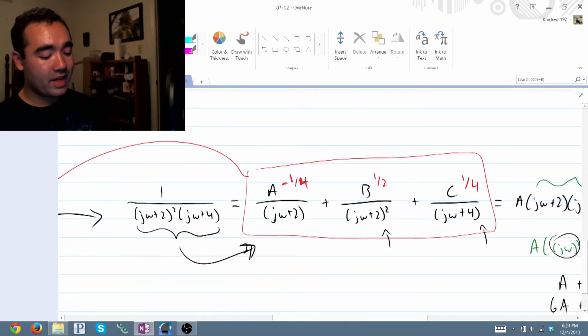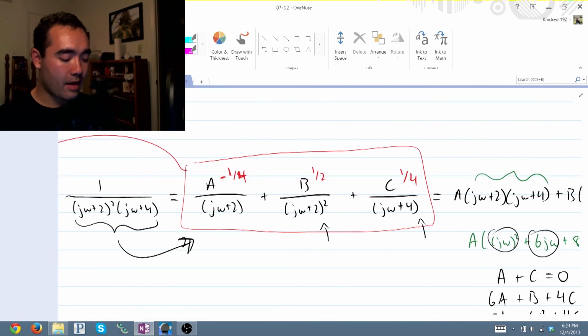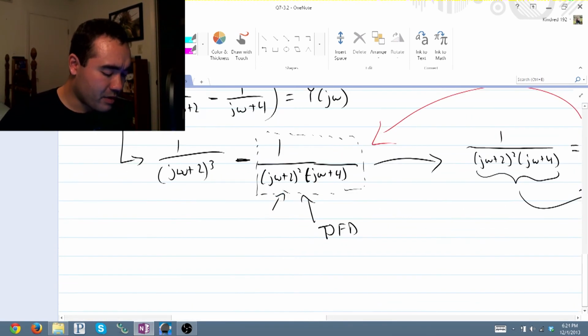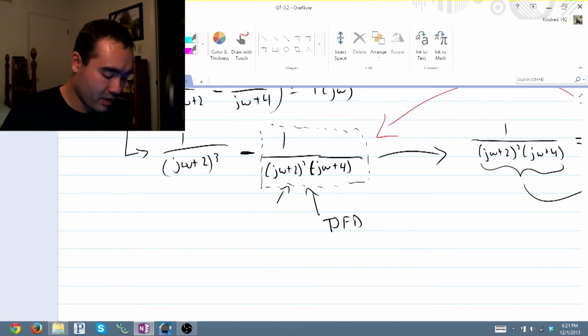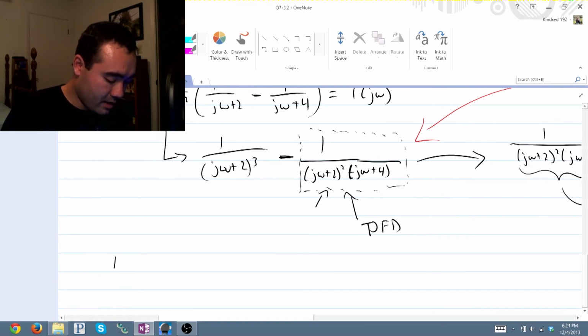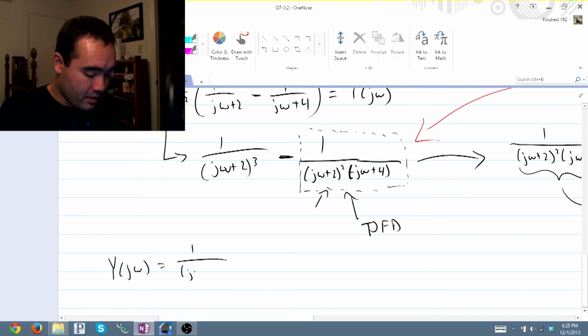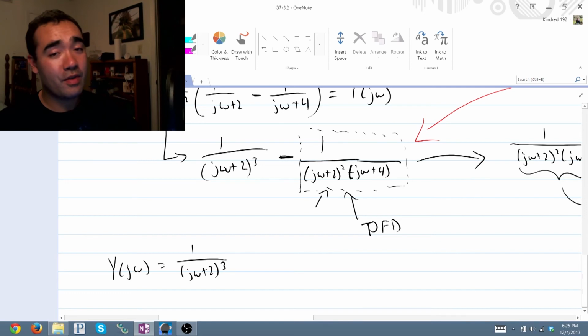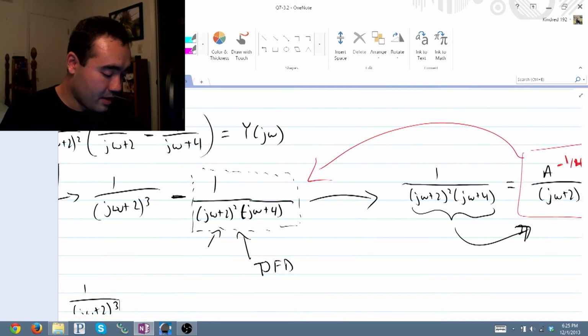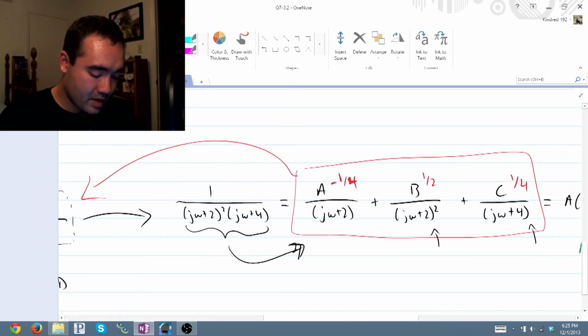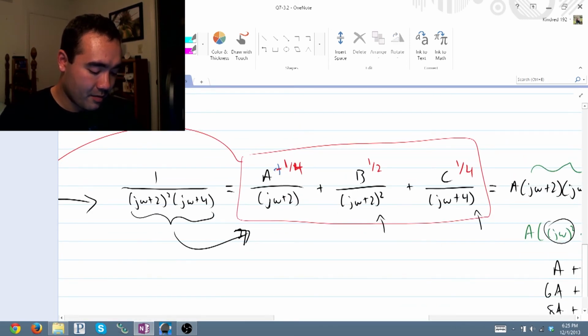Now, one thing to keep in mind, let me rewrite this problem before we move on. This is Y of j omega equal to 1 over j omega plus 2 cubed. And this is where the negative becomes important. If we go ahead and distribute the negative now, this becomes a plus. This negative a becomes a positive a, this becomes negative, and this becomes negative.